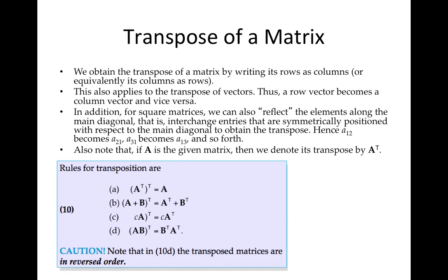Another definition that's significant is the transpose of a matrix. Basically, you obtain the transpose of a matrix by writing its rows as its columns. So basically, you're just replacing columns with rows. Same is true with the transpose of vectors. So for example, a row vector will become a column vector and vice versa.